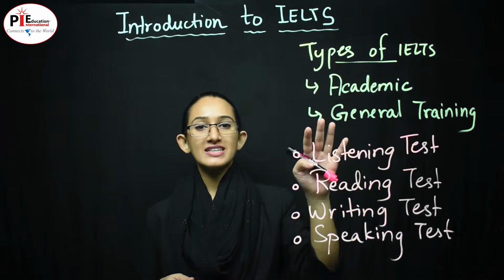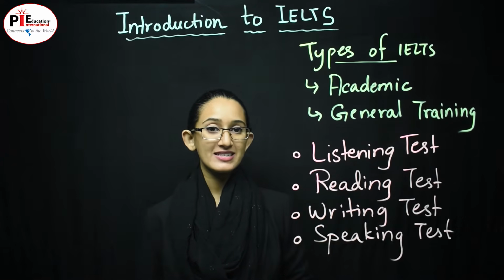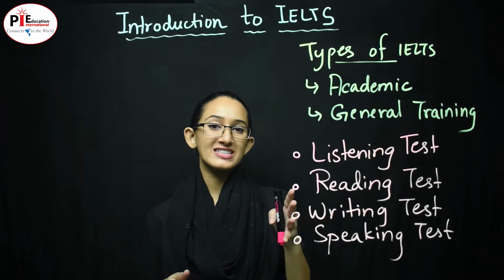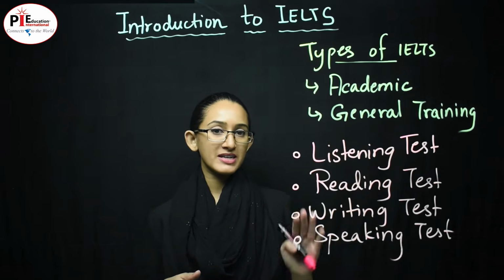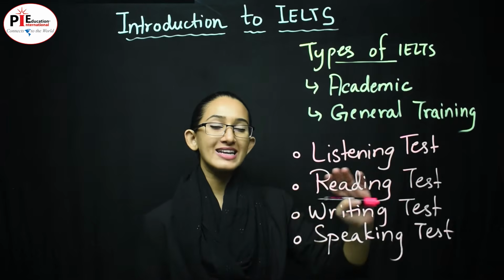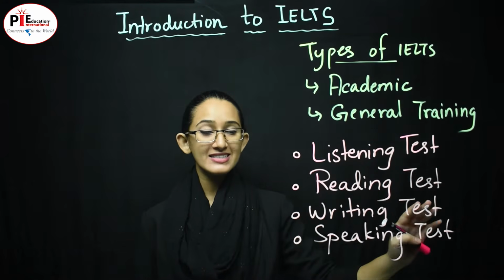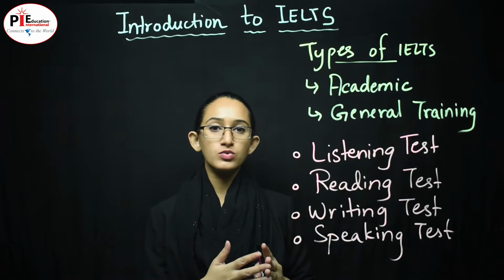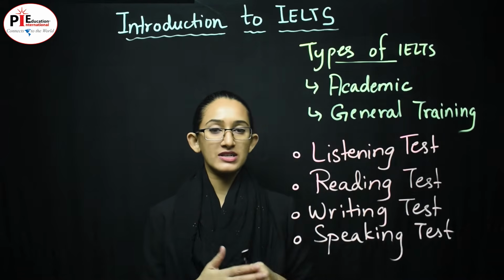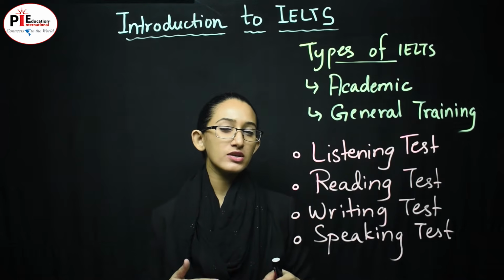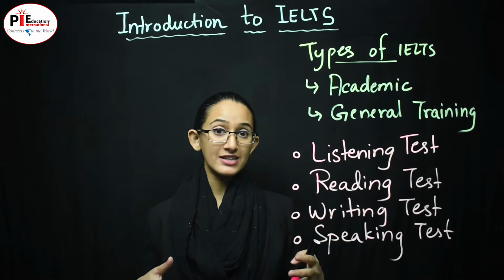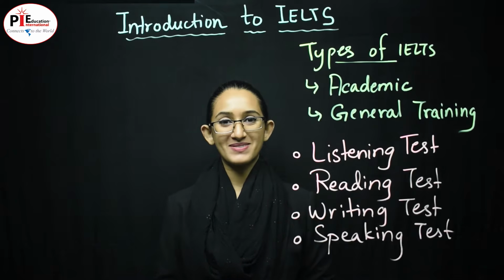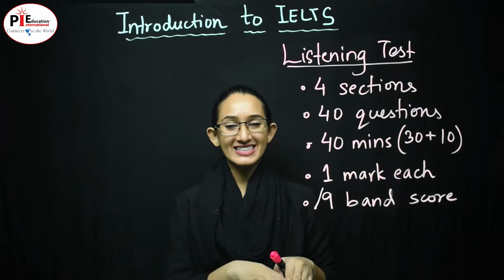Within both of these two different types of IELTS, you will have to solve questions based on 4 different sections. For both the academic and general training, you'll come across a listening test, a reading test, a writing test, and a speaking test. So these 4 modules will exist in both of these different kinds of IELTS. Now we'll take a look at each different section in turn to understand what you can expect in each of these different tests. Let's look at the listening test in detail now.